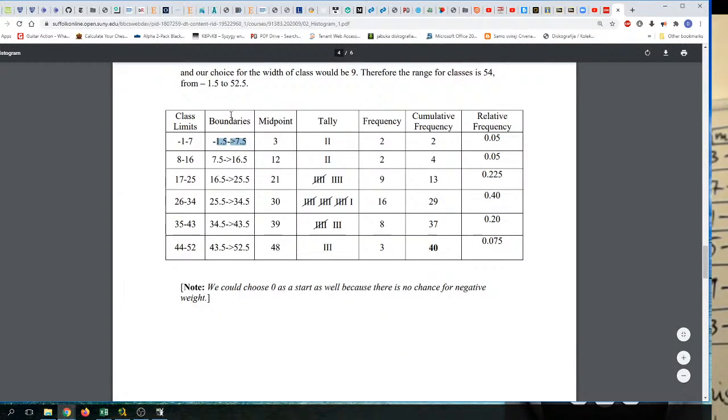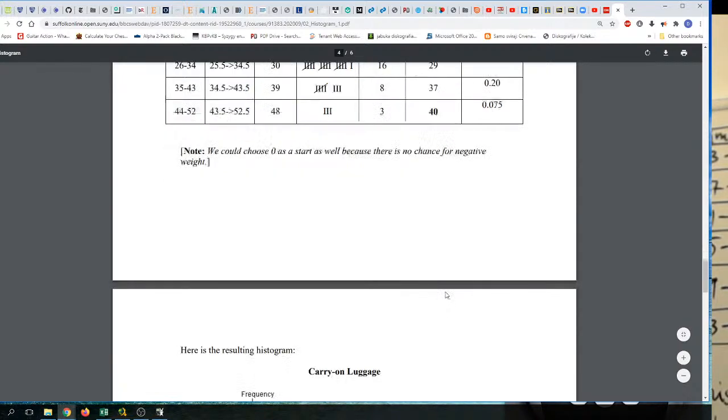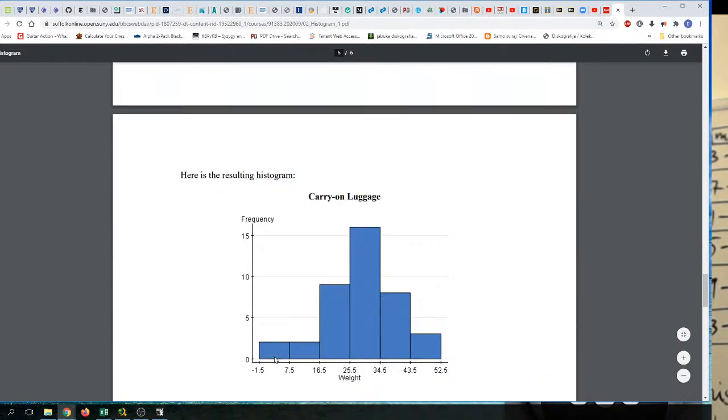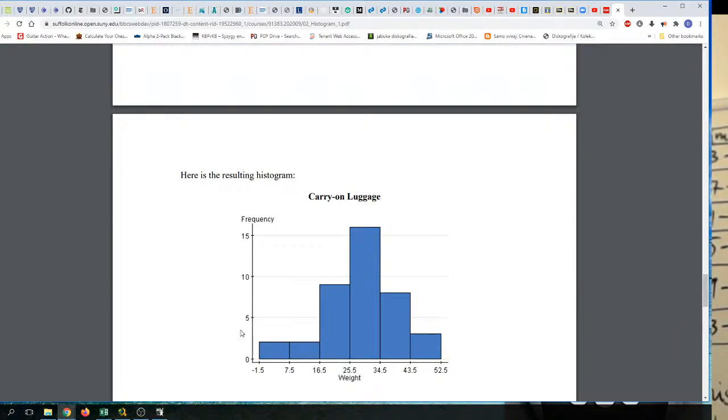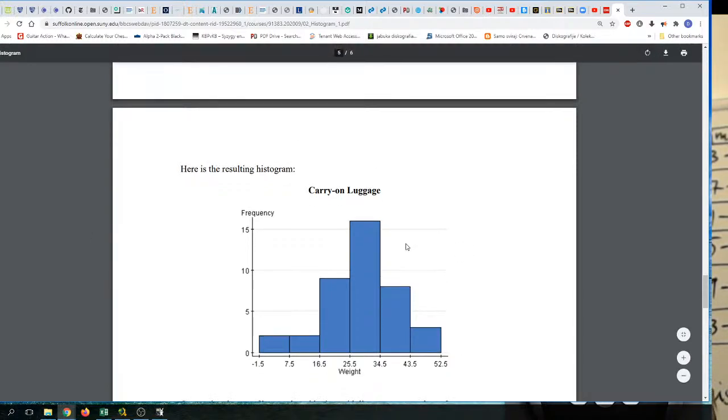So this boundary is right here. Okay, and then I now have frequency 2, 2, 9, 16, 8, 3. 2 the height, 2 the height, 9 the height, 16 the height, 8 the height, 3 the height. If you don't see this very well, you write here 2, 2, 9, 16, 8, 3. Okay, so that's my histogram for carry-on luggage.